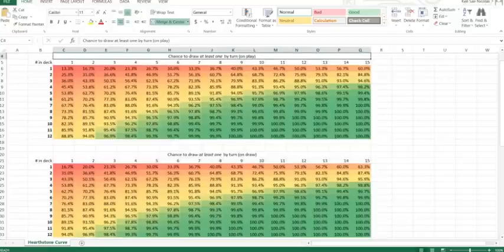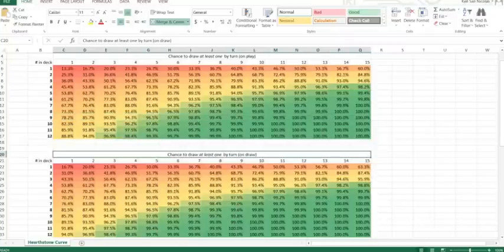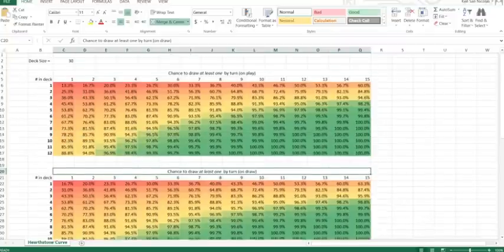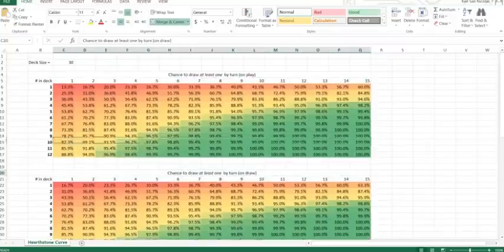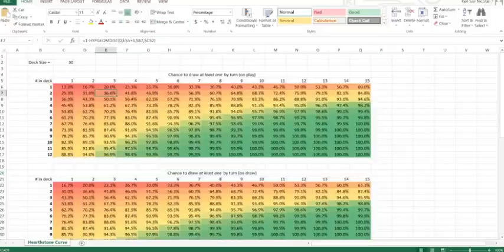So: chance to draw at least one by whatever turn on the play, and chance to draw at least one by turn on the draw. On the play means going first, on the draw means with the coin. Okay, so let's go back to the Shielded Mini Bot question. We want to know how many one or two drops we need to play in order to see one of them at least 50% of the time by turn two.